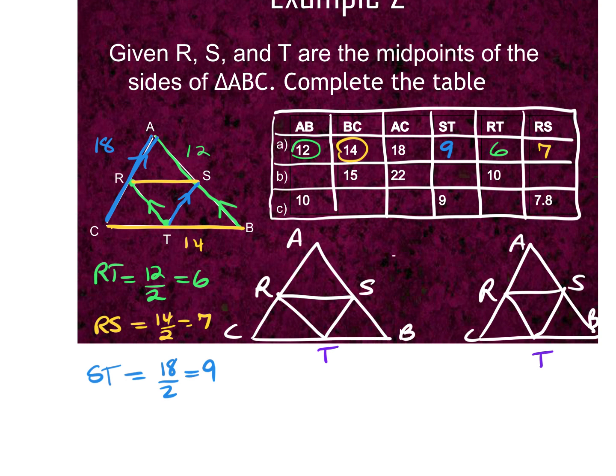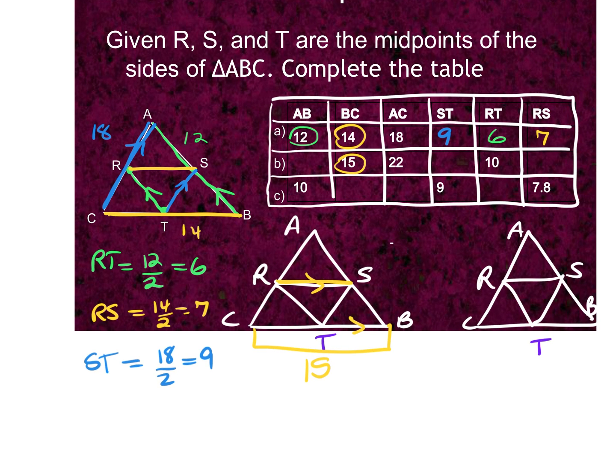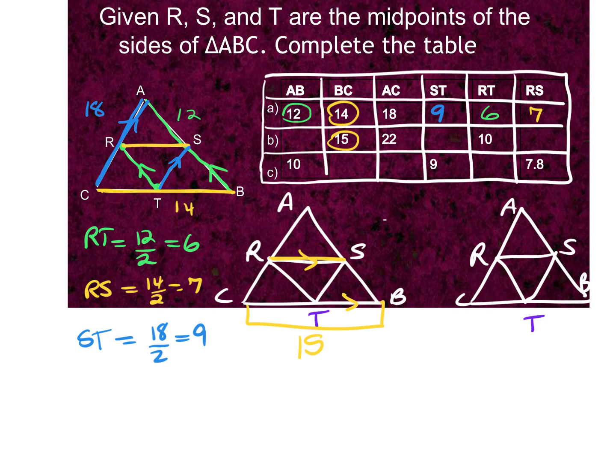Going to repeat the same process for row B. All right, so for row B, the first thing they're giving me is the length of BC. Again, that's going to be the length of the side. So BC is 15. To find the length of RS, which is the midsegment that it's parallel to, I take 15 and I need to divide it by 2. So 15 divided by 2 will give me the length of RS, and that's going to be 7.5.